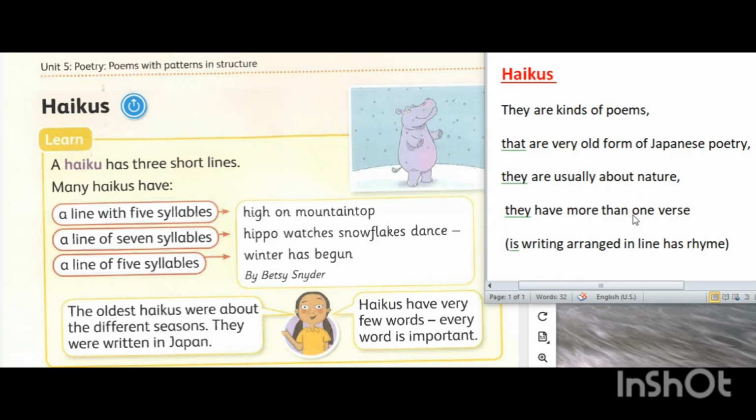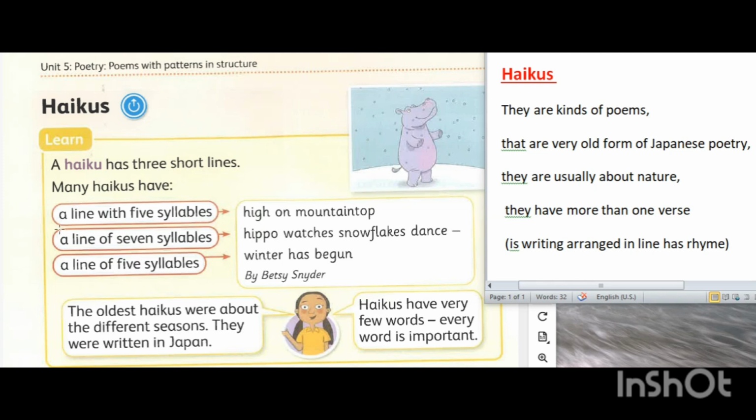They have more than one verse. What's verse? It is writing arranged in lines, and it has rhyme. Rhyme means the sound of words. Now let's start to read. A haiku has 3 short lines. This is a line, this is a line, this is a line.